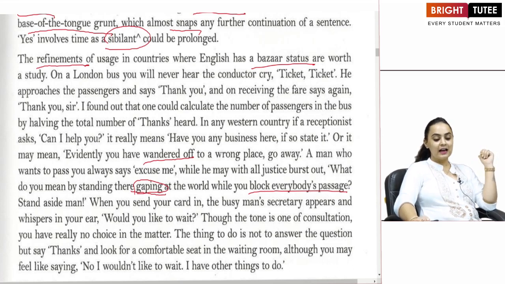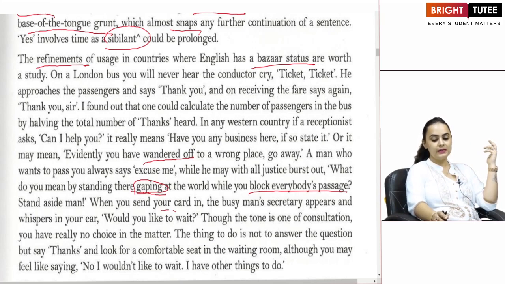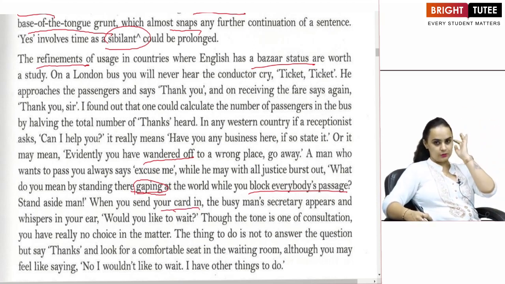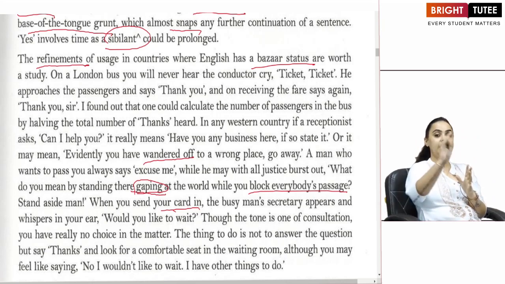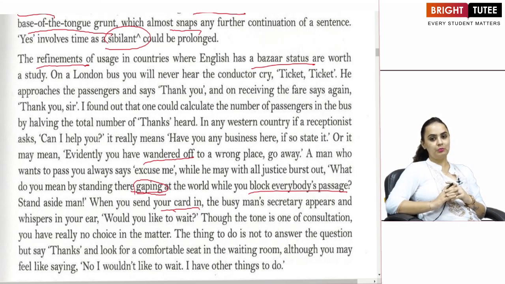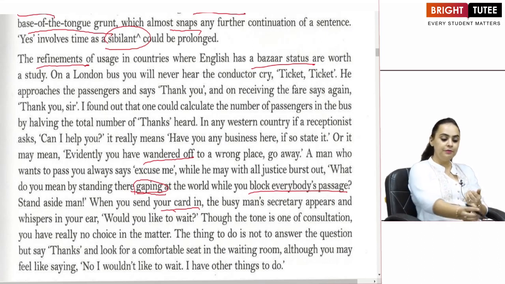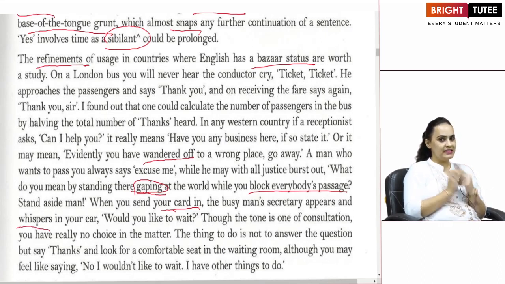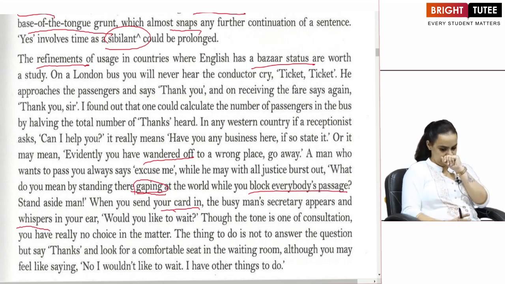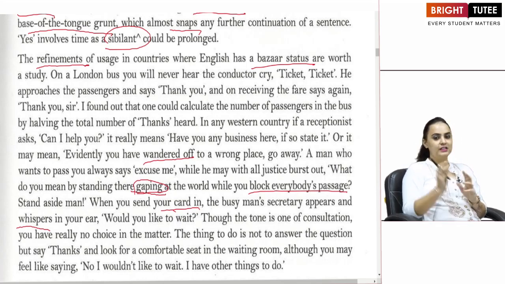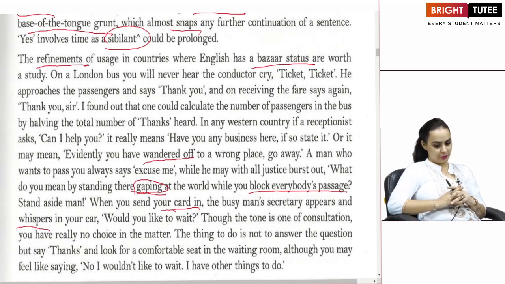So he's given us another example. When you send your card in, it means you want to meet somebody. So you have an appointment with someone and you go to meet them. And that busy person with whom you have to meet, his or her secretary, will come in front of you and whisper, which means speaking something very slowly. So that person will very slowly speak in your ear, "Would you like to wait?" This is what that person will ask.